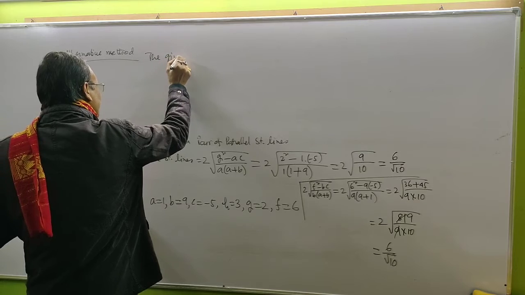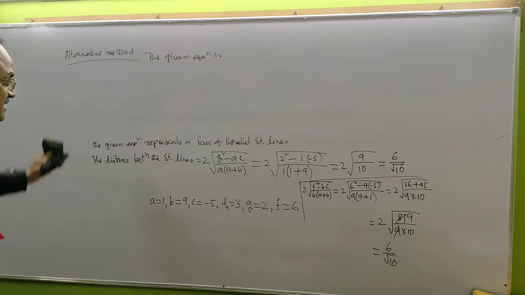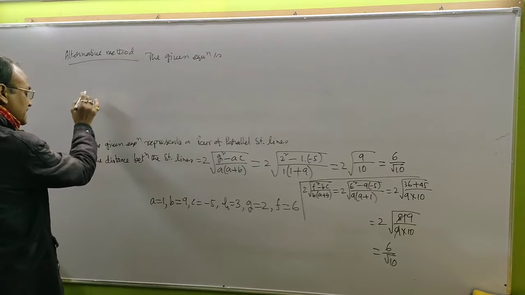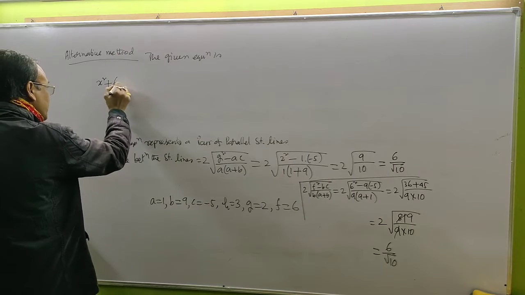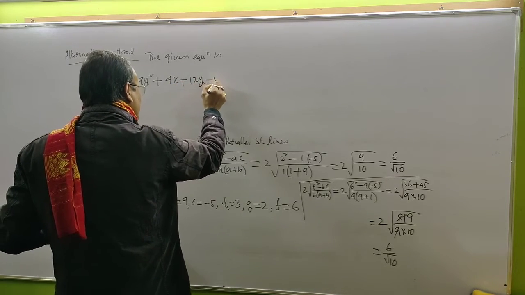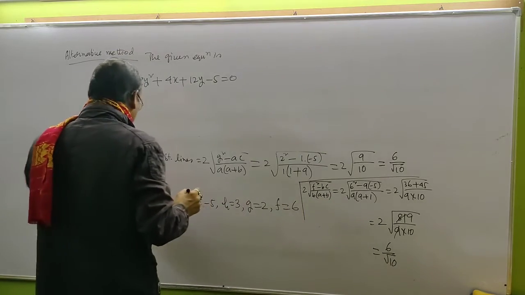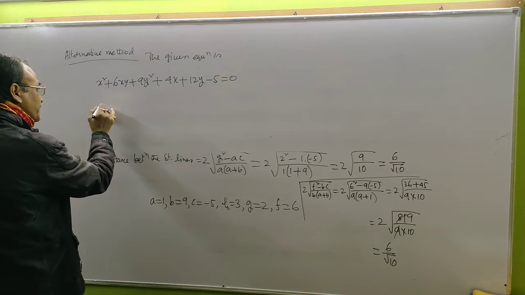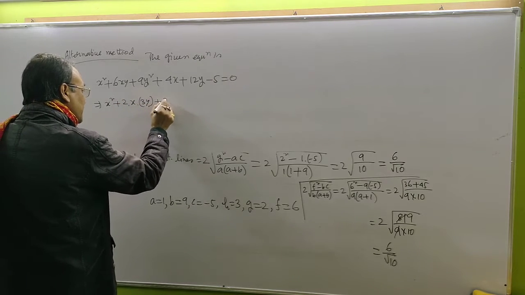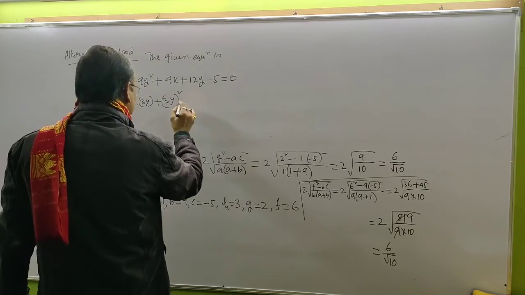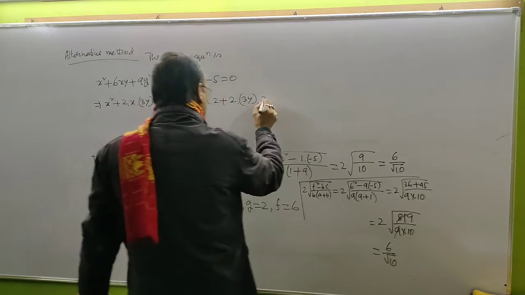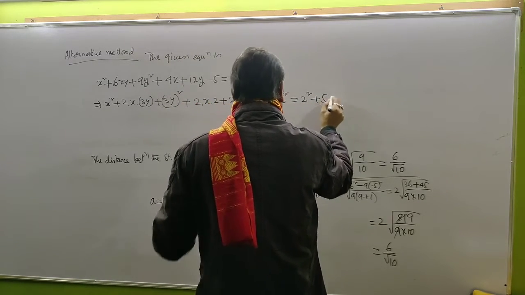The given equation is x square plus 6xy plus 9y square plus 4x plus 12y minus 5 equal to 0. This is good. You may write like this: x square plus 2 into x into 3y plus 3y whole square plus 2 into x into 2 plus 2 into thrice y into 2 plus 2 square, equal to 2 square plus 5. You may write like this also.